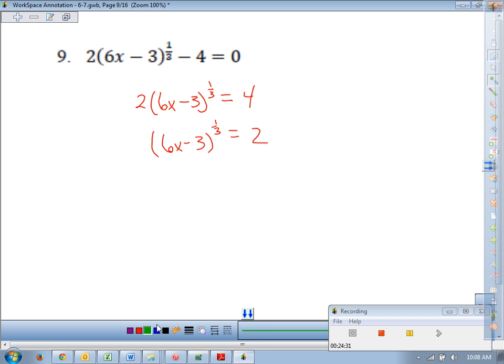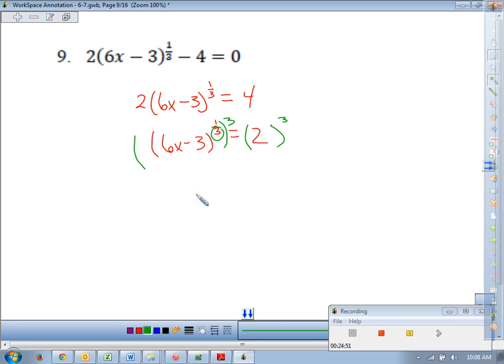Then once you get the rational exponent isolated, to get rid of that 1/3 power, how will we get rid of a 1/3 power, which is really a cube root, right? We'll cube both sides. This is a root. It's power over root. So let's cube both sides.